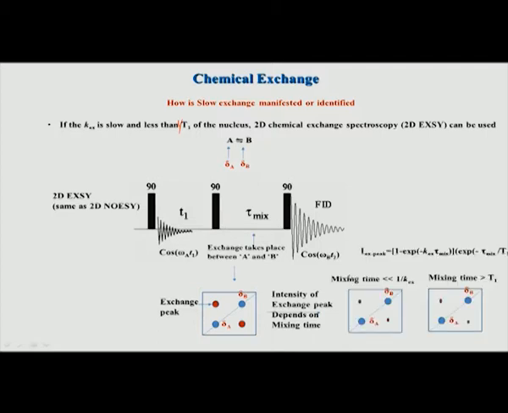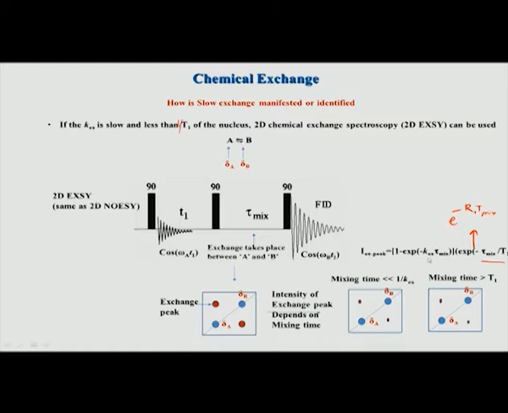So this whole thing can now be represented by this formula here, that the exchange peak intensity depends on these factors. It depends on the mixing time and it depends on the exchange. Here there is a slight error which I will correct. This is exponential of minus R1 into tau mix, okay, which is shown here. So the idea is that it depends on the T1.